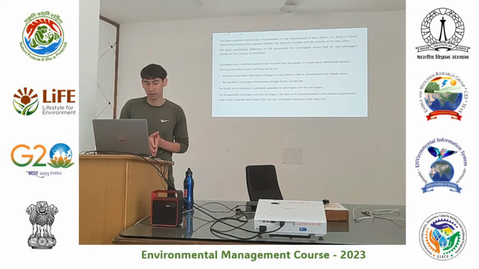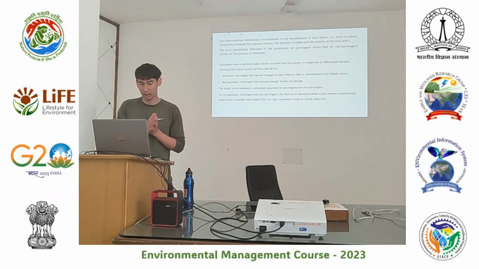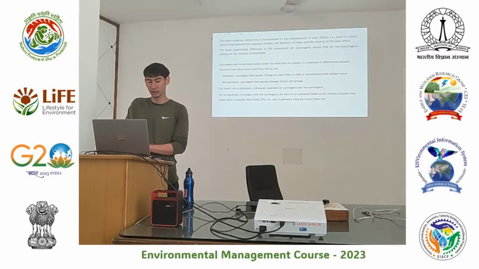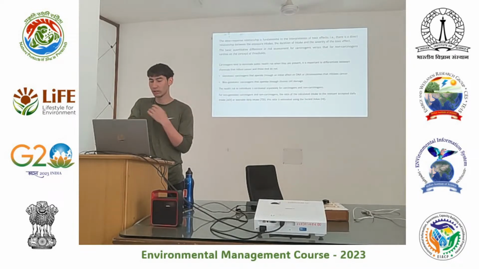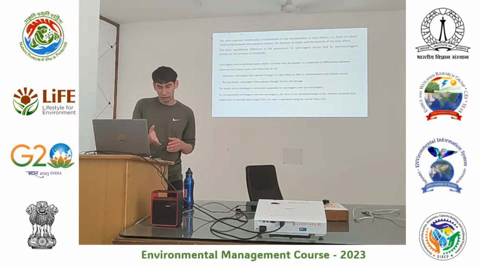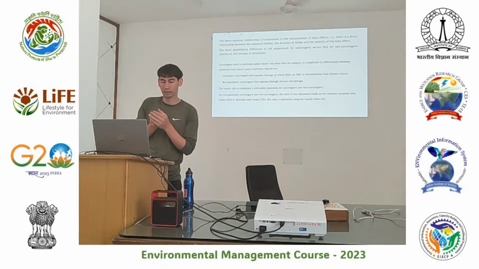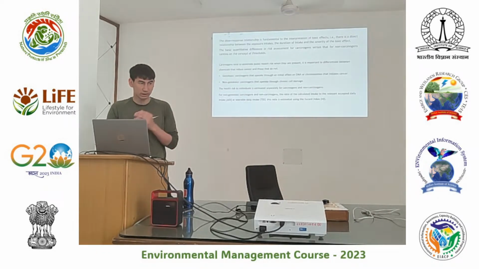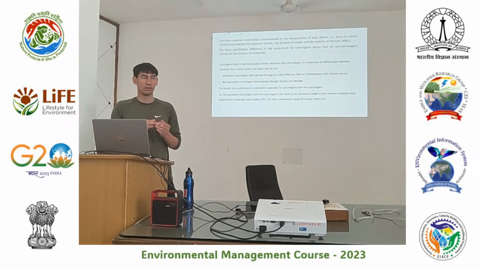And the health risk to individuals is estimated separately for carcinogens and non-carcinogens. For non-genotoxic carcinogens and non-carcinogens, the ratio of calculated intake to the relevant acceptable daily intake (ADI) or tolerable daily intake is estimated. So it is saying that the genotoxic causes cancer, and the non-genotoxic or non-carcinogen. So we measure these two differently.